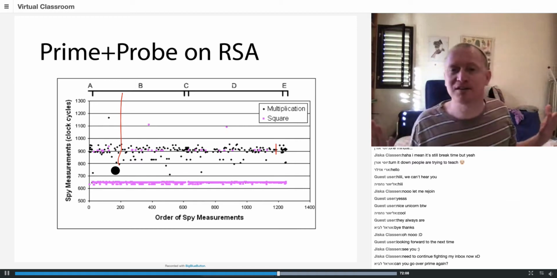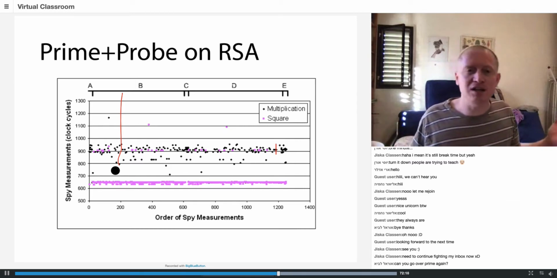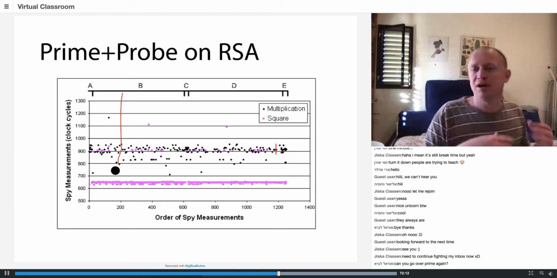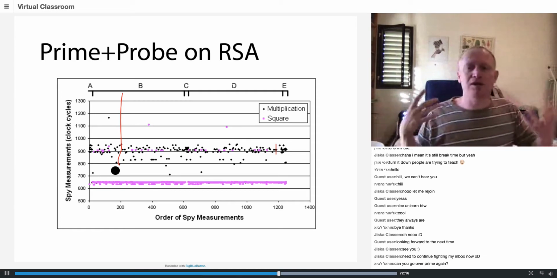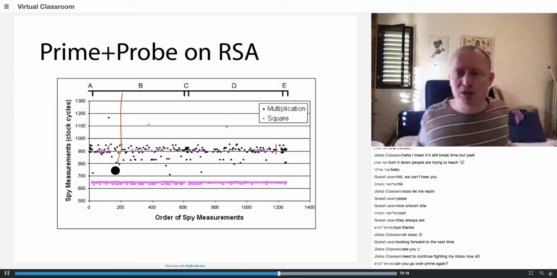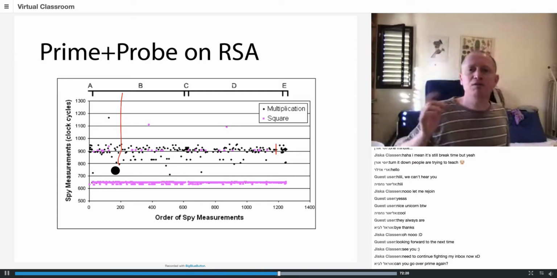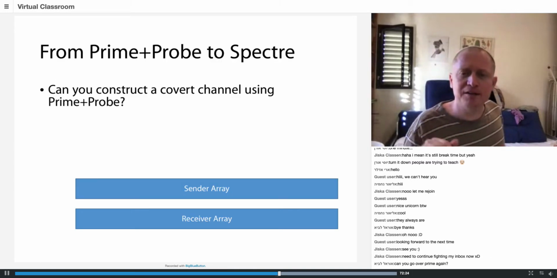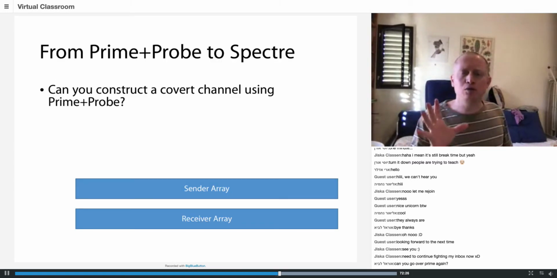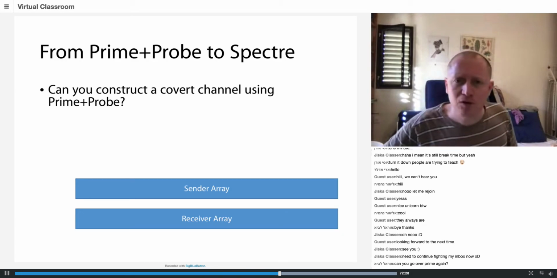Why are they not allowed to communicate? Because one of them has a secret and is protected. There's some kind of isolation, some kind of firewall which is protecting that. They really want to communicate. And my question for you is, how can two processes use prime and probe to communicate?